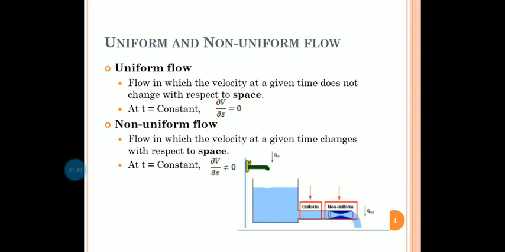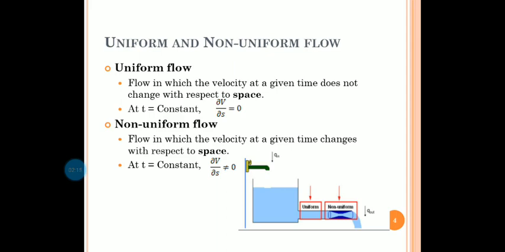Flow in which the velocity at a given time does not change with respect to space. So at a given time, say after 3 seconds, the change in velocity with respect to space is 0, and which can be represented as dou v by dou s is equal to 0. Whereas in non-uniform flow, velocity at a given time changes with respect to space. So again, for a given time, dou v by dou s is not equal to 0. It means velocity is varying.